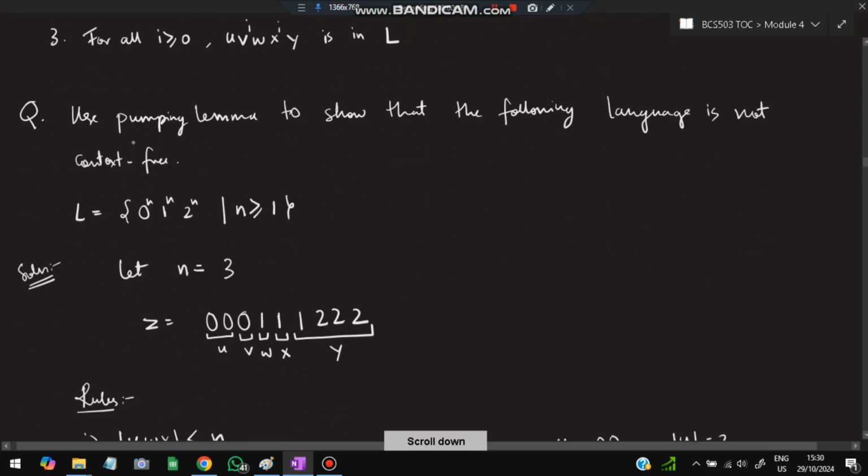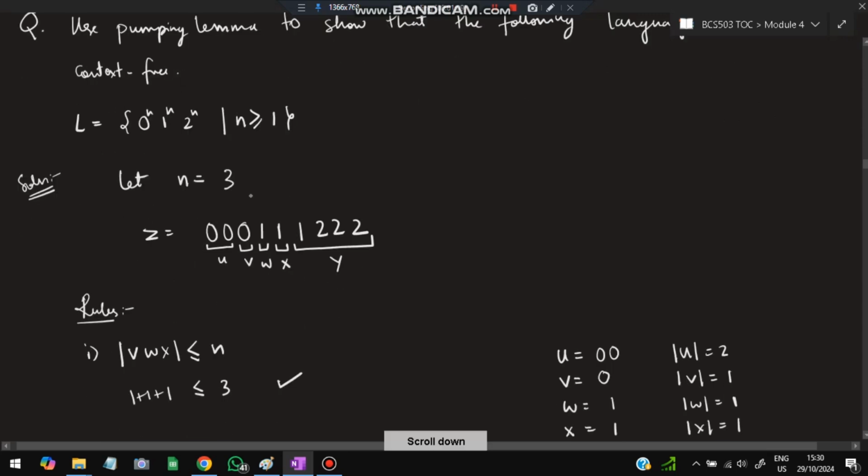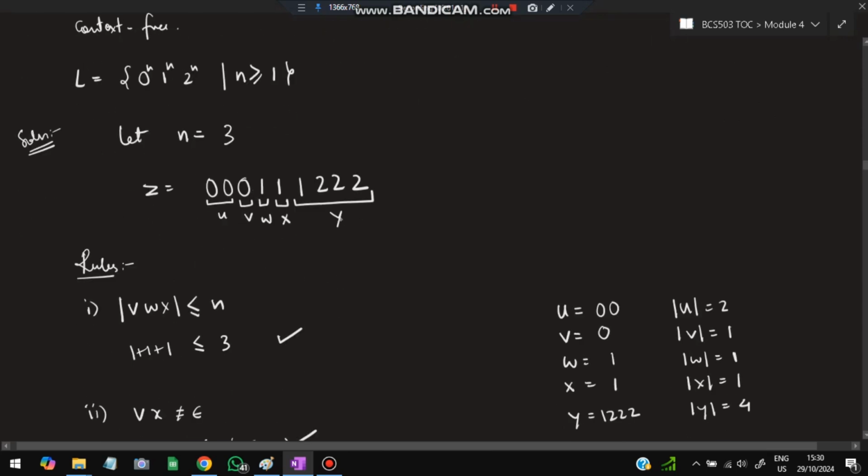Now see, the question given is, using pumping lemma, show that the following language is not context free. The question given is L is equal to 0 power n, 1 power n and 2 power n, n is greater than or equal to 1. Now let's take the value n is equal to 3. So the string will become 0 0 0 1 1 1 2 2 2. Now I have to divide this into 5 parts, u v w x y.